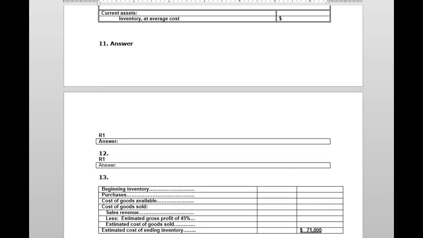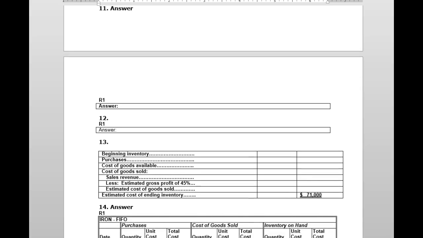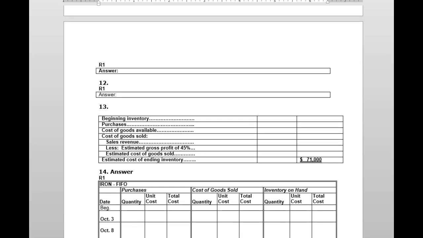And we're going to move on to 11. And 11 is asking you a question about a mistake. The ending inventory was too high, I believe. It was too high. So if your ending inventory is too high, what does that do to the cost of goods sold? So write that out, okay?